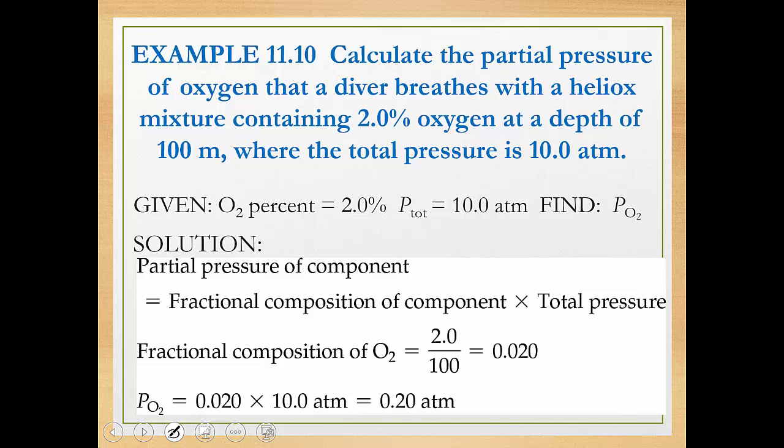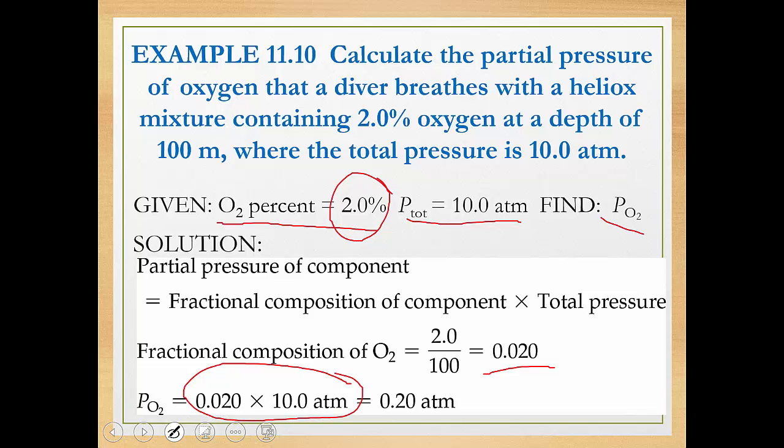So what would be the partial pressure of the oxygen if they have 2% oxygen in their mixture? Okay, so percent oxygen, 2%, total pressure is 10 atmospheres. What is the partial pressure of oxygen? Remember that partial pressure of any component is simply the fraction of that component times the total pressure of the gas that you're looking at. All right, so in this case, the fractional composition, 2%, convert it to a fraction, it's 0.02. Multiply that by the total pressure of 10 atmospheres.